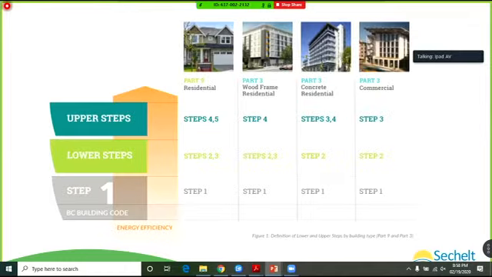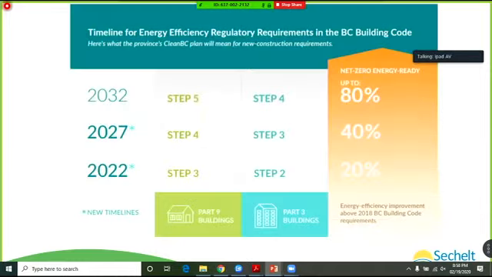And just some diagrams here. It's slightly different. Part 9, BC Building Code buildings are standard residential homes. And then Part 3 gets into commercial or concrete, higher density homes and whatnot. And so there's different steps that they'll take. So the building bylaw would have to define the difference between Part 3, Part 9 buildings, and so forth. And then the timelines.